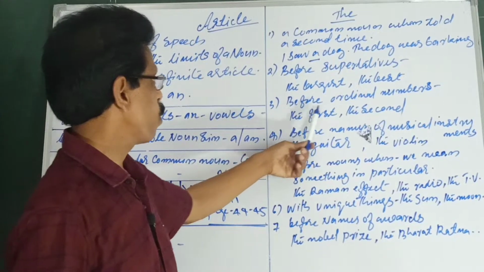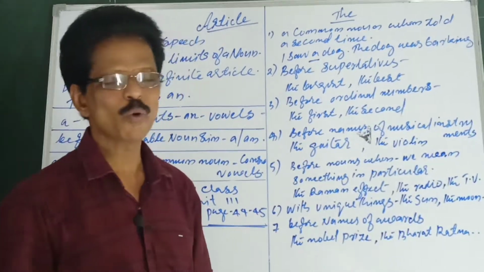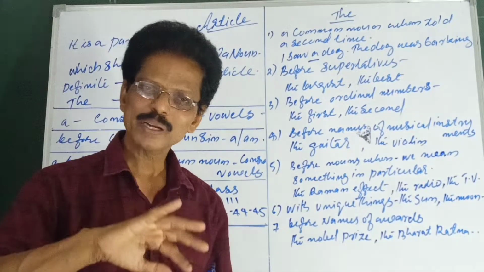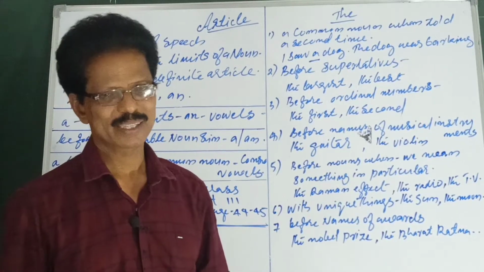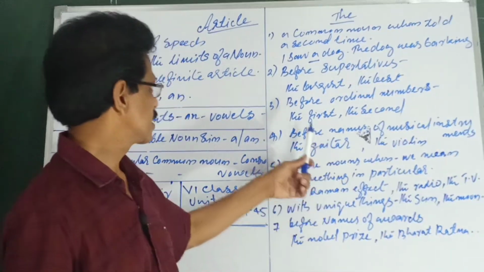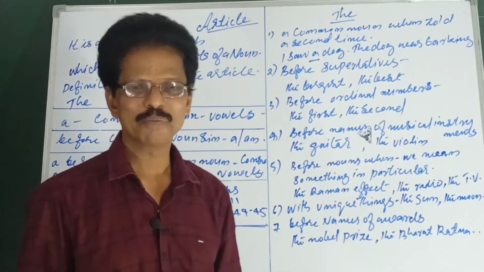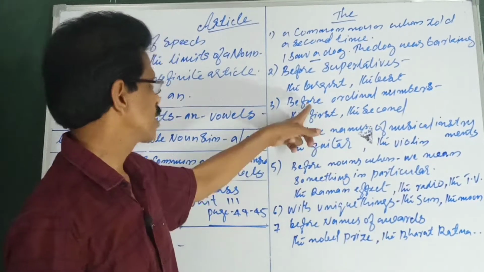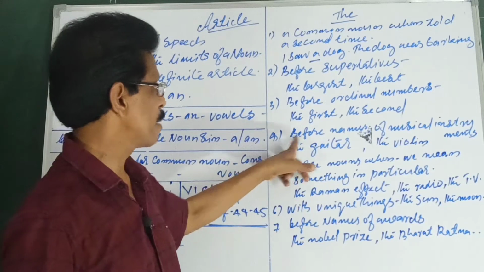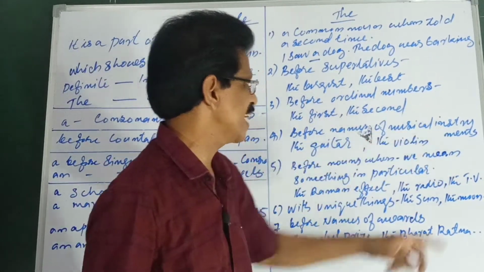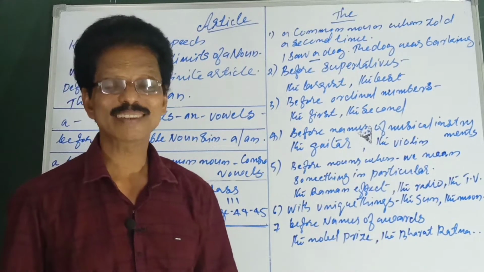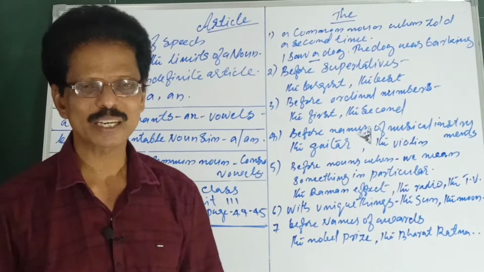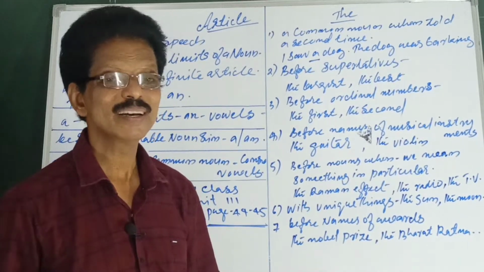Number 3, before ordinal numbers. An ordinal number shows the order: the first, the second, the third. Cardinal numbers and ordinal numbers, you studied in mathematics, is it not so? The first boy, the second boy, the third boy, showing the order: first, second, third, fourth, fifth. With that, the should be used. Number 4, before names of musical instruments. I like to play the guitar, the violin, the harmonium. Before musical instruments, you have to use the definite article the.